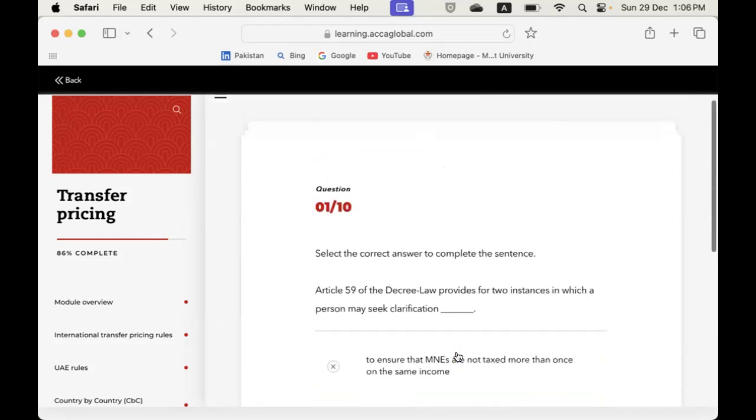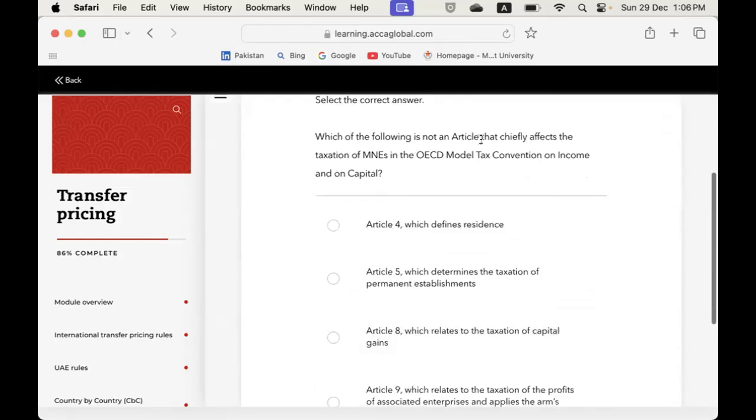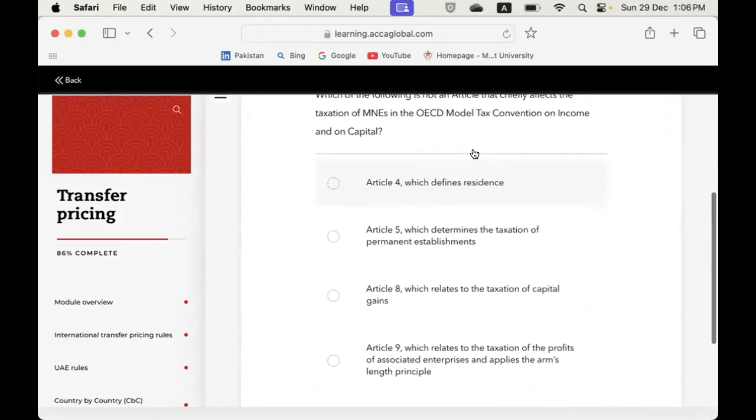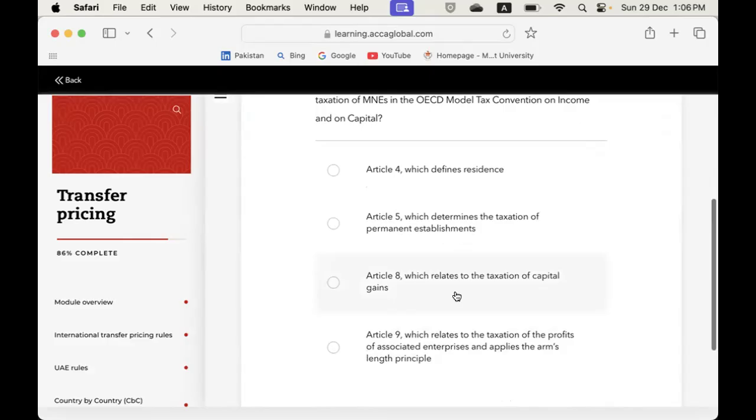Okay. Let us look at the second one. Which of the following is not an article that chiefly affects the taxation of multinational enterprises in the OECD Model Tax Convention on Income and Capital Gain? The name of article they have given, that's an easy one. Article 4, which defines residence, naturally this is not the one. Article 5, which determines the taxation of permanent establishment. Article 8, which relates to the taxation of capital gains.